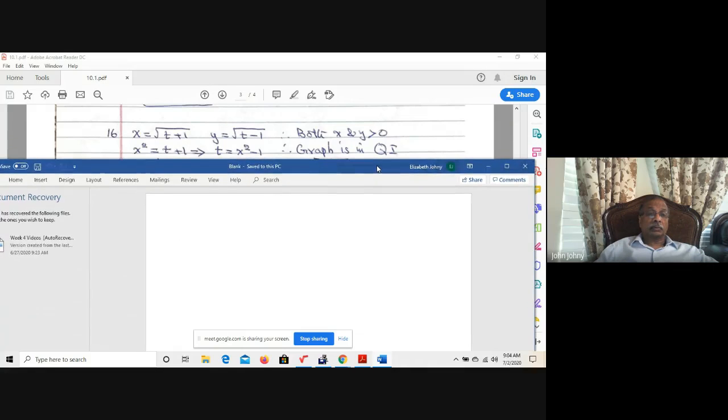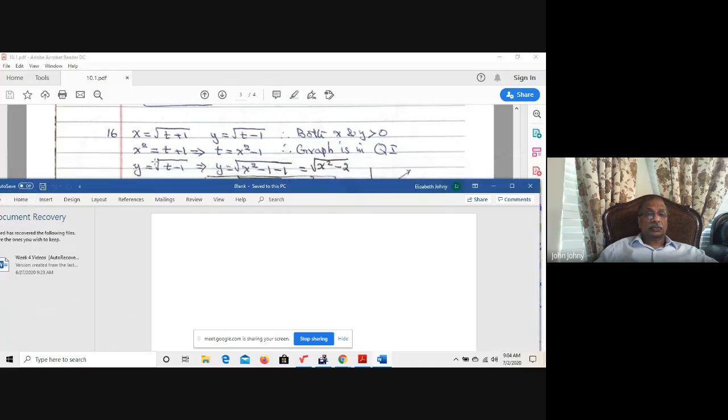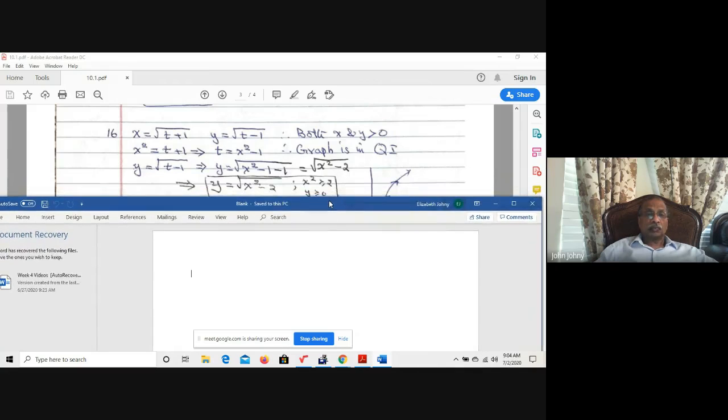Okay, now square the first one. x is equal to square root of t plus 1 implies x square is equal to t plus 1, and that is t is equal to x square minus 1. Subtract a 1 here. y is equal to square root of t minus 1 implies y is equal to square root of x square minus 1 minus 1, that is square root of x square minus 2.